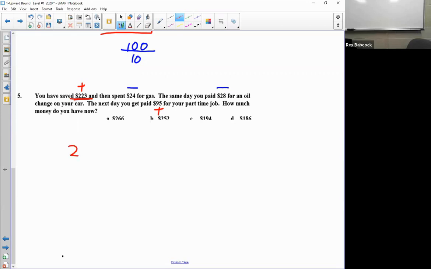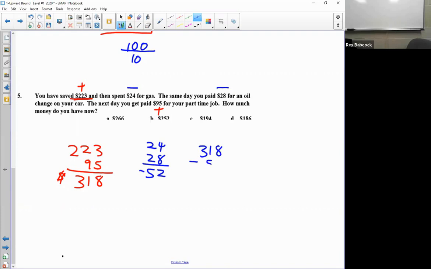Well, I put the positives together, 223 and the 95. That's $318. And then the negatives I would put together, the oil change and the gas. That's minus 52. 318 minus 52. 2 from 8 is 6. 5 from 31 is 26. And the answer is A. Answer is A.